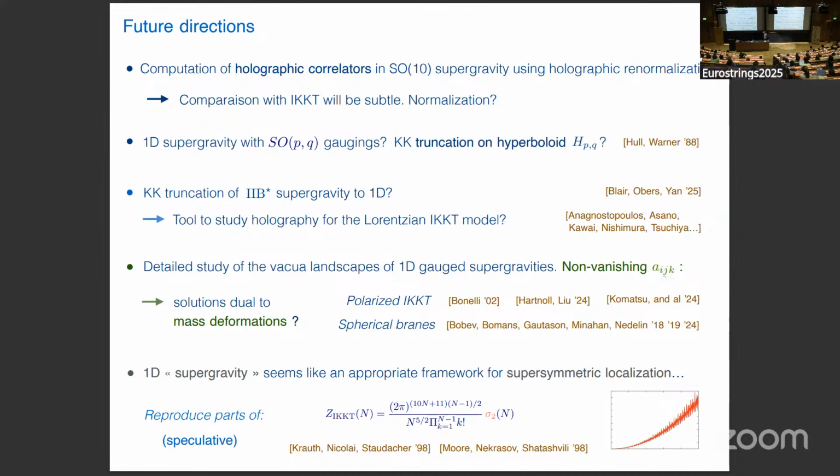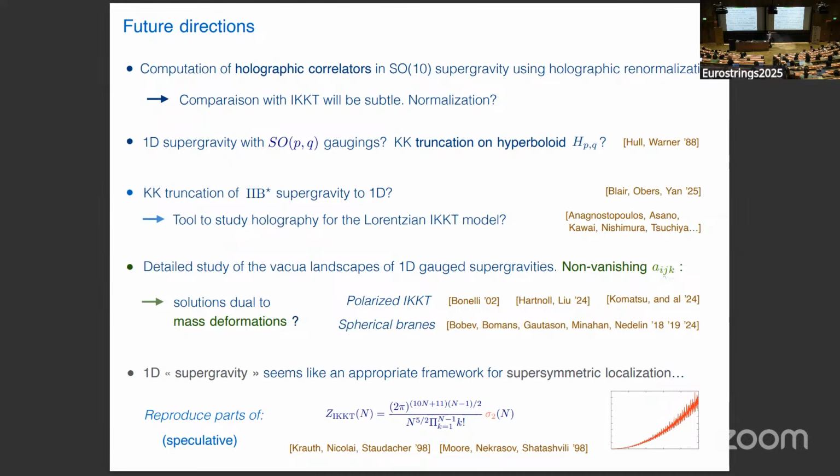The other thing we could do is generalize this one-dimensional supergravity to SO(p,q) gauging, where p plus q is equal to 10, so this should be quite easy to do. And these are usually expected to arise from Kaluza-Klein truncations on hyperboloids, starting from 10 dimensions. Another direction would be to look at truncations of the type IIB* supergravities in 10 dimensions of Chris Hull. I think this could have some importance if you want to look at holography for the Lorentzian version of the IKKT model.